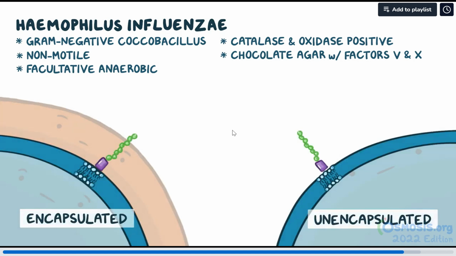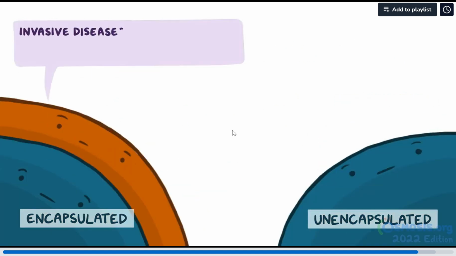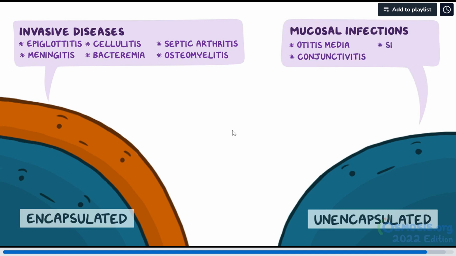Both encapsulated and unencapsulated strains have an outer membrane with LOS, and they secrete IgA protease. But only encapsulated strains have, well, a capsule, with pili and adhesion proteins. On the other hand, only non-encapsulated strains possess the skills of phase variation and biofilm formation. Encapsulated strains cause invasive diseases such as epiglottitis, meningitis, cellulitis, bacteremia, septic arthritis, and osteomyelitis. Unencapsulated strains cause mucosal infections like otitis media, conjunctivitis, sinusitis, and bronchitis and bronchopneumonia.